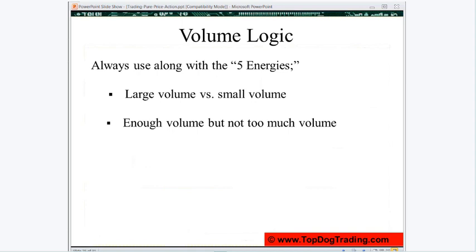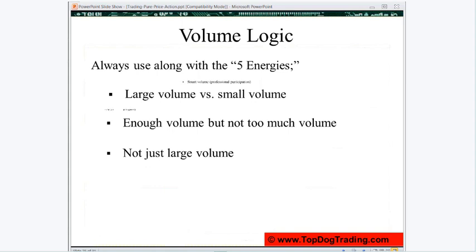There's always got to be a little caveat in there with trading, doesn't there? Can't it just be one way or the other? Nope. One of my favorite sayings, which is actually an ancient Chinese saying, but since we're doing candlesticks, I'll call it an ancient Japanese saying that I just made up: the dollars are in the details. It's these details that really matter. It's the details that'll make you the money. So we want to look at large volume versus small volume. We want enough volume, but not too much.